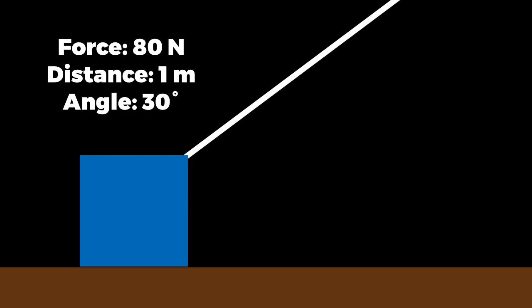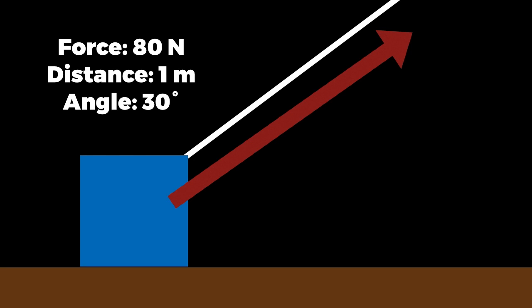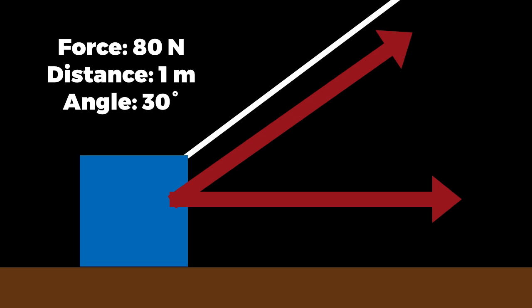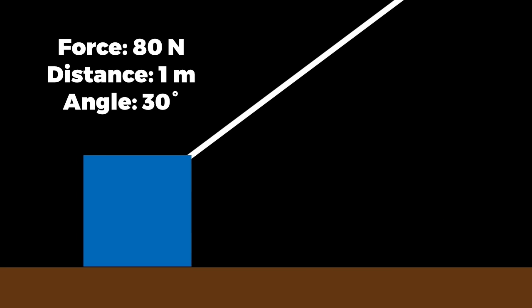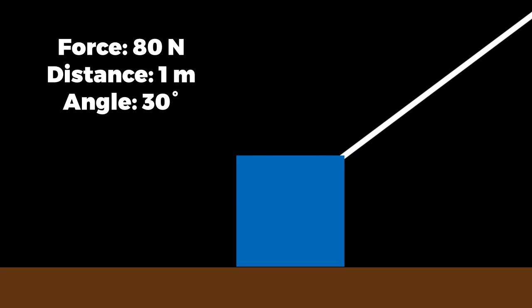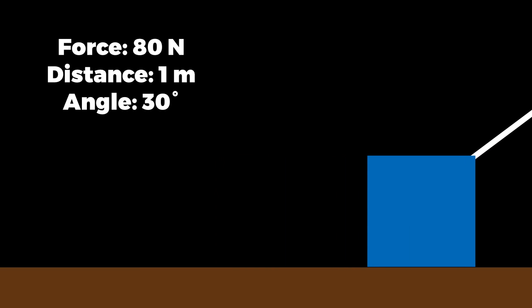So suppose we had an object here that's being pulled by this white string, and this white string is being pulled with a force of 80 newtons, and it's being pulled at an angle of 30 degrees. And when I say that the angle is 30 degrees, I mean that the force is operating in this direction and the box is being dragged in this direction, which means that the angle between these two directions is 30 degrees. Anyway, suppose that I drag this box across the floor, and I drag the box a distance of 1 meter.